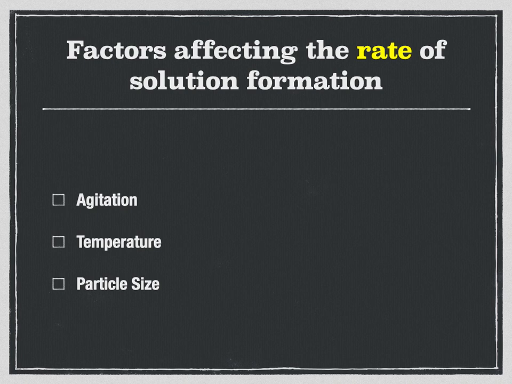The first is fairly straightforward. It's agitation. So if you're having a cup of tea and you want to put a bit of sugar in your tea, stirring it or swirling it or shaking it is going to make that sugar dissolve much quicker. The second is temperature. At high temperatures, things tend to dissolve faster than at low temperatures.